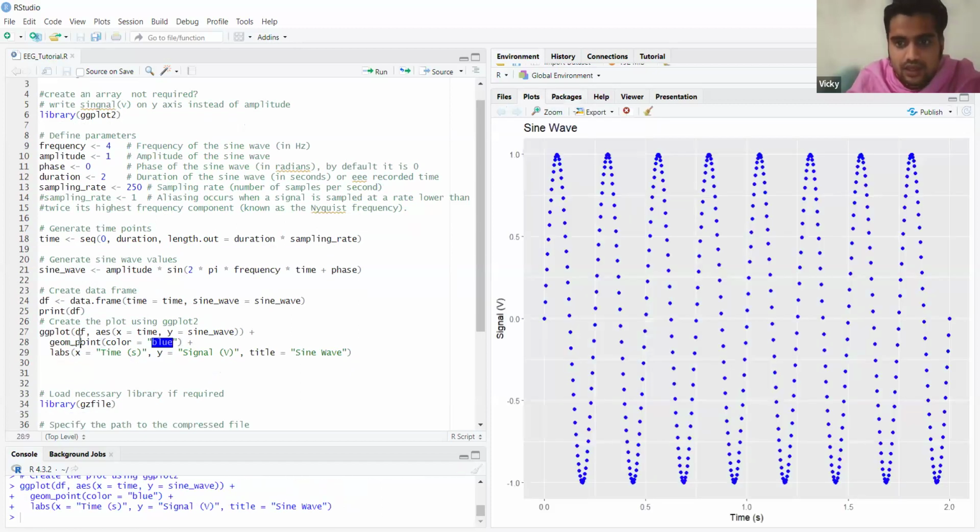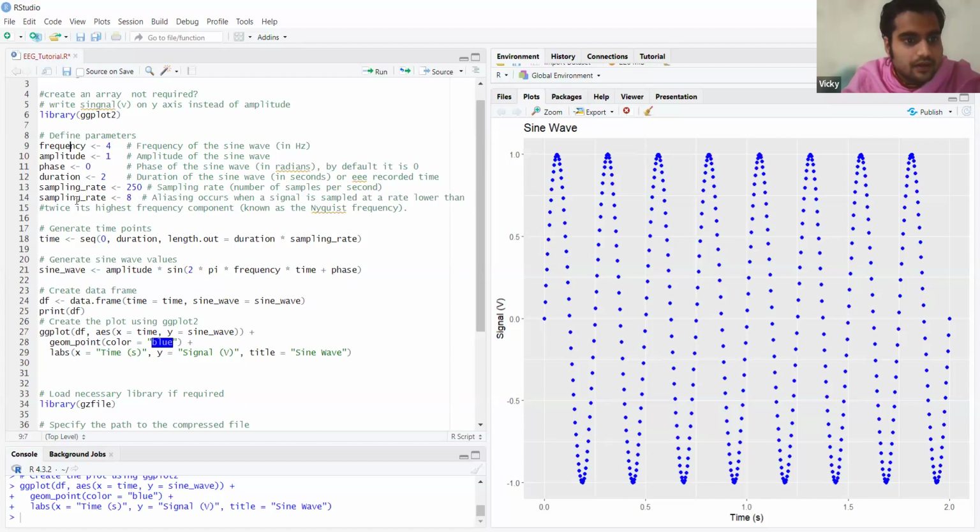Because it is 250, it is very clear now that in 1 second, if we count, 1, 2, 3, and 4 peaks are there, and that's what my frequency is. But here, this is a problem: aliasing occurs. Aliasing is the error type we talked about. It's not according to the theorem, because the sampling rate should be twice the frequency. It should be 8 at least, so let's see what happens if I keep it 8.